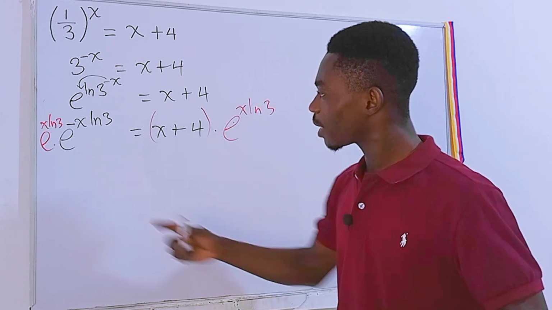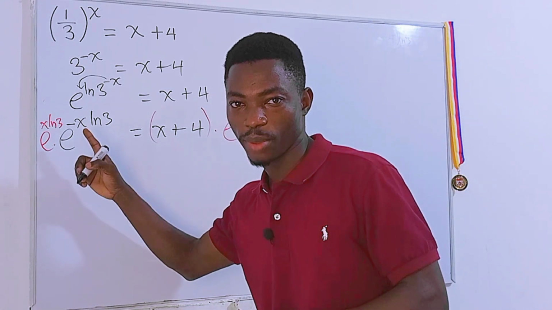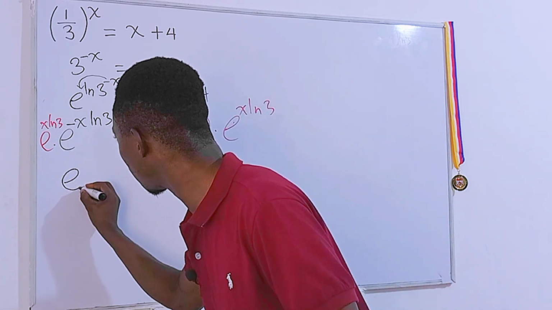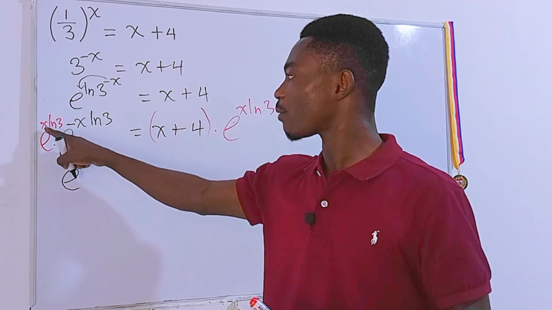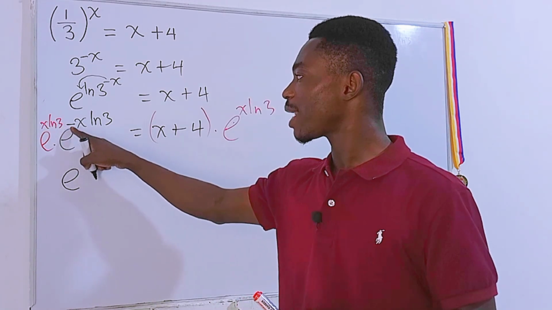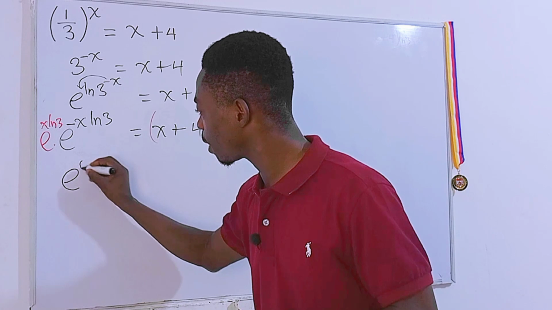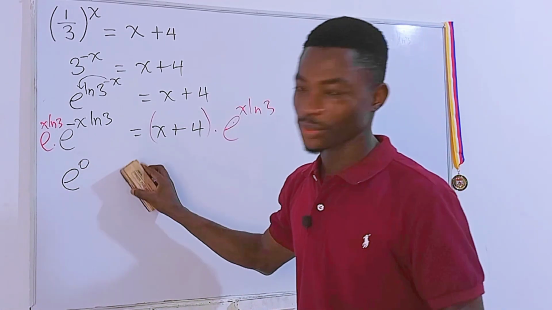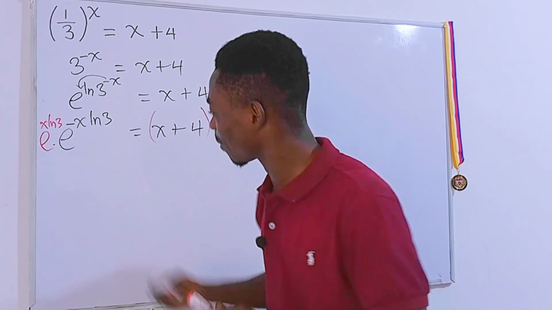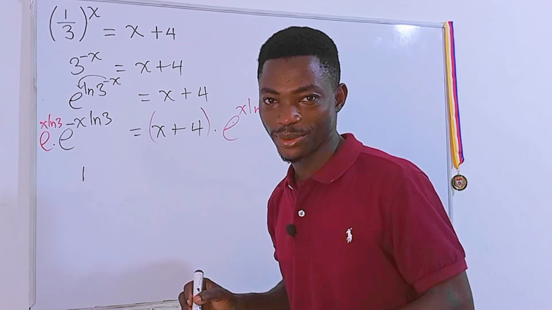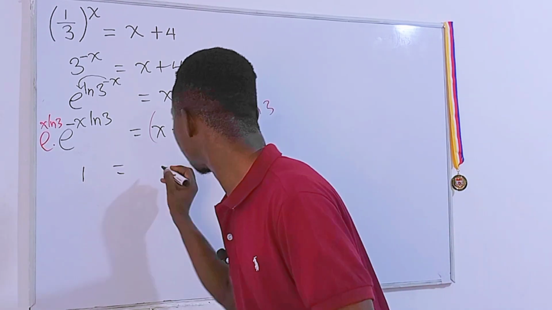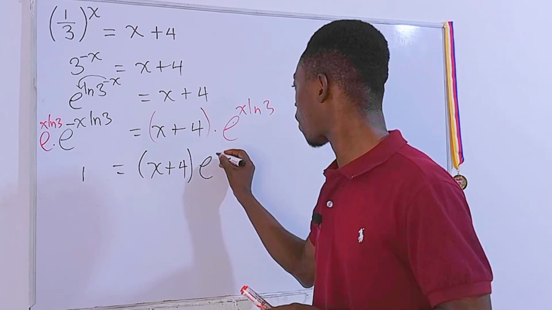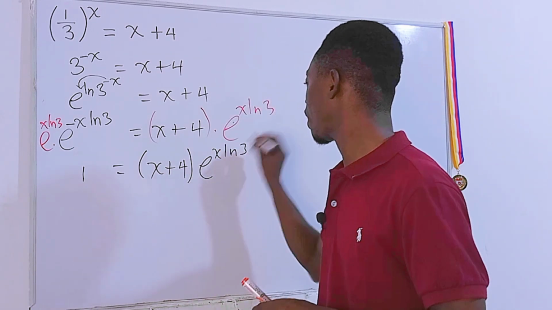So that, in fact, on the left hand side, the bases are the same with different powers multiplying. If this happens, we can actually write one of the bases and then sum their powers. We have x ln of 3 minus x ln of 3, which will be equal to 0. Of course, we know that any number to the power 0 is equal to 1, with the exception of 0 to the power 0. So let's do that. And this is equal to x plus 4 times e to the power x ln of 3, just like that.